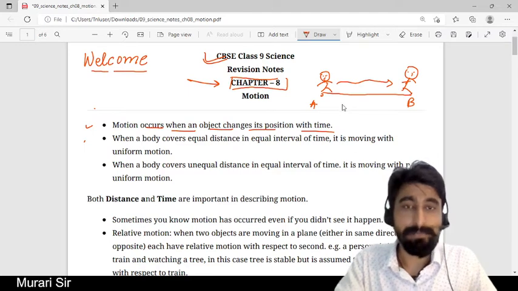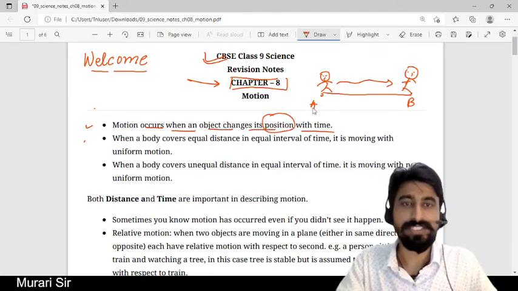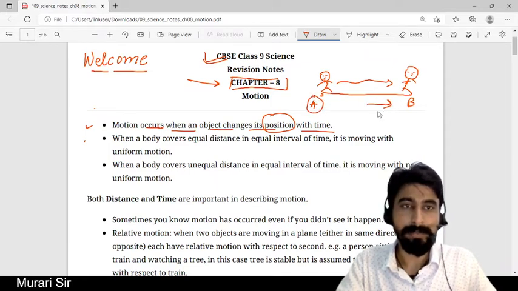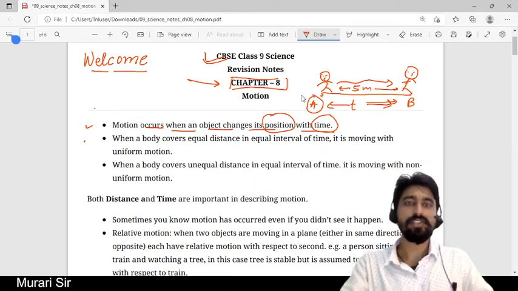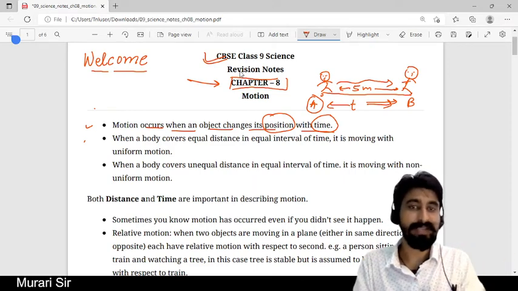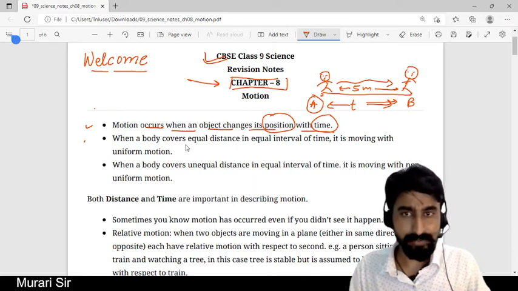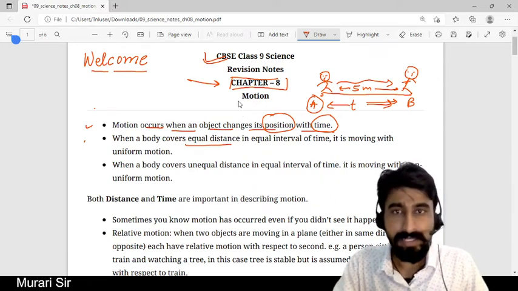So what is the important thing here? We have to understand that its position is changing from A to B. Second, it is taking time also. That means he has taken some time in covering a distance, suppose 5 meter from A to B. So basically motion is what? It is nothing but change in position with respect to time. Now we have to understand this important concept that motion is of two types.